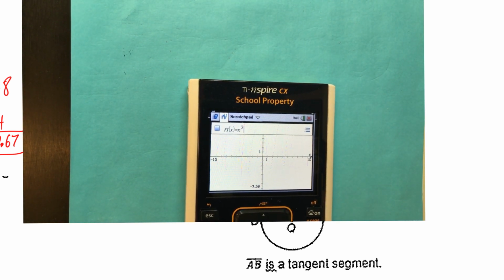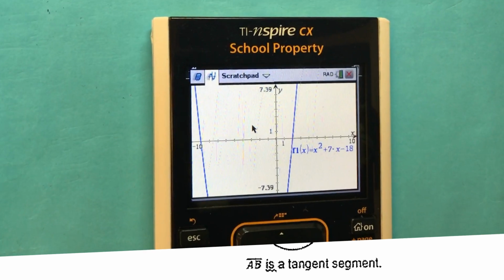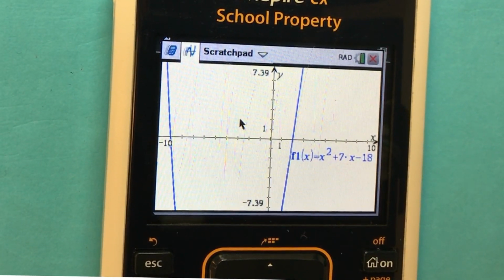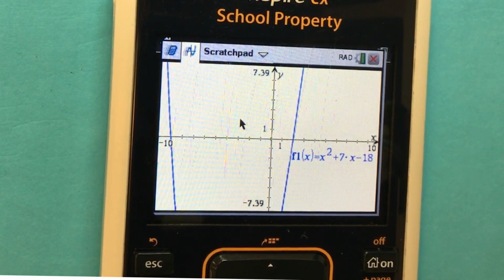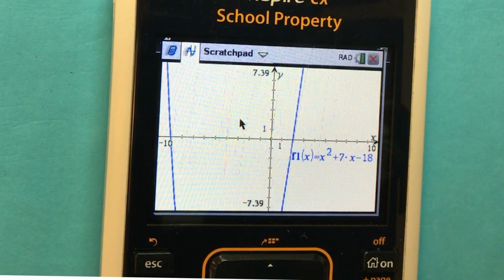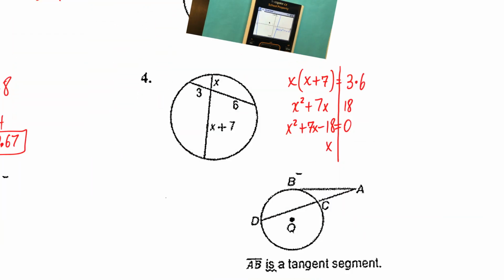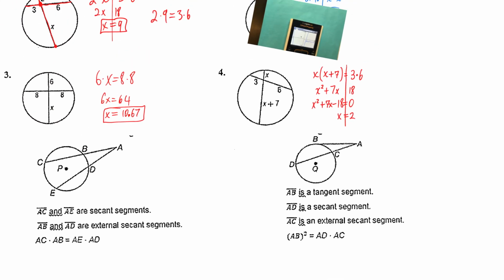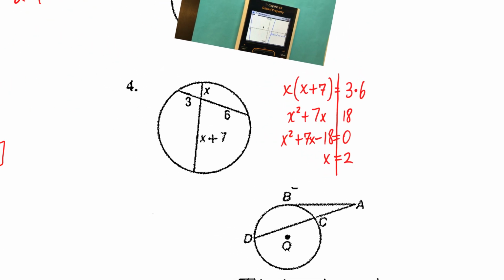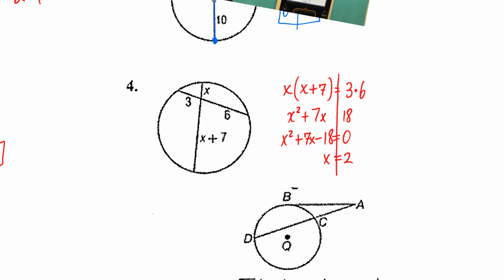Oh, I can't see that. What was it again? x squared plus 7x minus 18. All right. So where does it cross the x-axis? At 2 and at negative 10, but within this context, the negative 10 doesn't make sense. It's the 2 that matters. So x equals 2. Then you could plug in 2 and see if that makes sense.